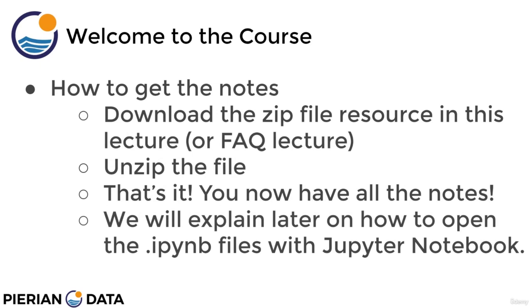As far as how to get the notes, we do cover this in a lot more detail later on, but in general, our notes are essentially set up as a giant zip file for you. So you can download the zip file resource in this lecture or the FAQ lecture or later on in the setup lecture. It's all the same .zip file. You simply download it, unzip the file, and that's it. You now have all the notes and notebooks for the course. Later on, we're going to explain how to actually open these .ipynb file extensions with Jupyter Notebook. It's not something that you can exactly double click to open, so keep that in mind. Again, there's no GitHub repo for this course. Instead, it's all provided for you as a zip file for you to download.